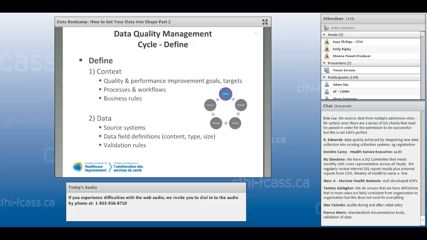We need to have good data field definitions so that we have a common ground in terms of understanding the content that's going into these source systems, what type of data we have, the size of the data fields that we've got. And we talked a little bit about that in the last webinar in terms of data types, et cetera. And then validation rules.